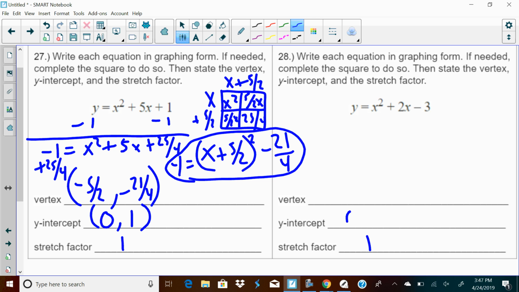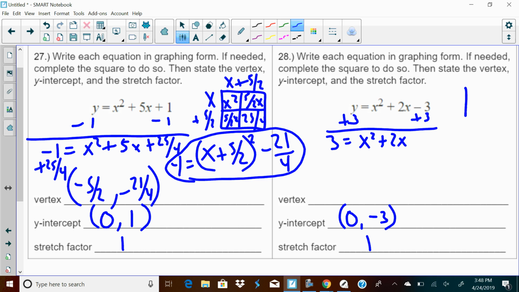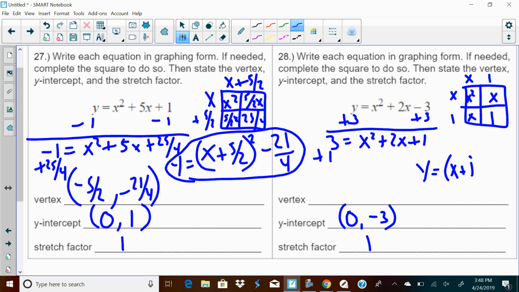For 28, I also know my y-intercept, it's (0, -3). This one I'm going to start by adding 3 to both sides. I get 3 equals x squared plus 2x. I complete my square. Half of 2 is 1, so these are both x, just 1 here, so I add 1 to each side. When I put it in graphing form, I get y equals (x + 1) squared, and this is 4, so minus 4. So my vertex is (-1, -4).